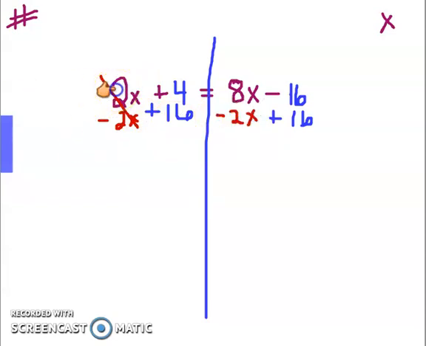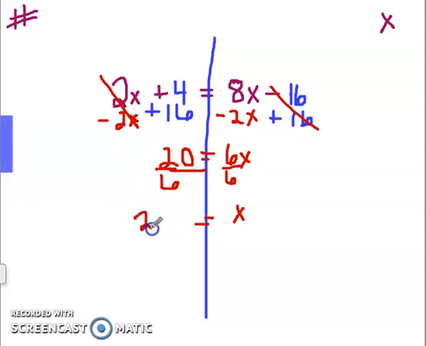Now we can go through and do all the math. These cross out. A 4 and a 16 is 20. 8 x's take away 2 x's is 6 x's. And then these cross out. Now is when we divide because we want to get x by itself. I see what's attached to the x and I divide both sides by that. And my answer to this is 20 over 6. And you can just leave your answer like that. If you divided it, this would be a decimal.